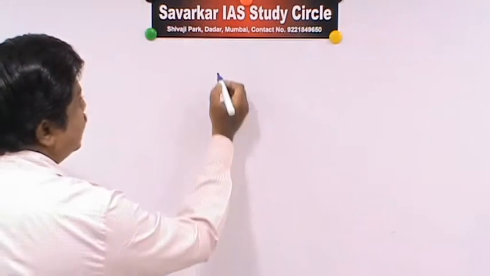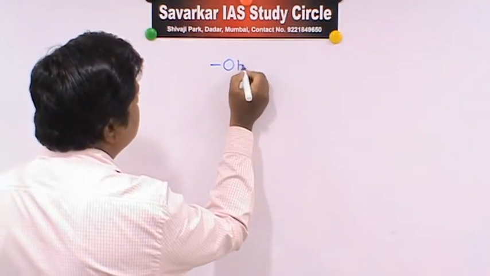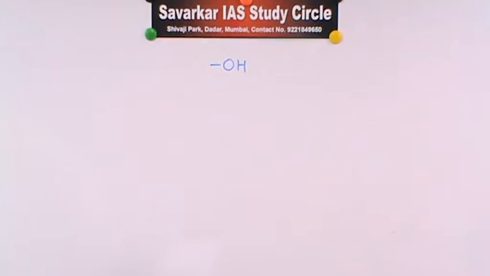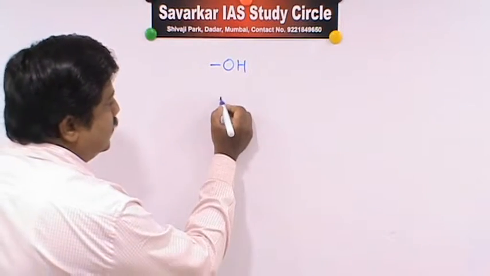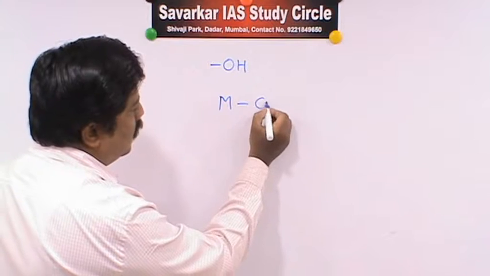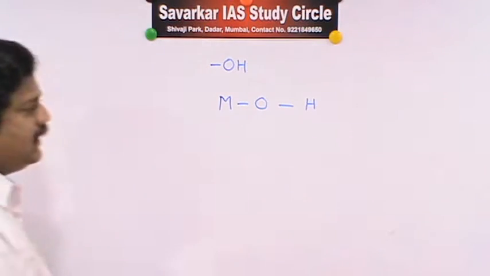Now we are discussing the group with OH. When we are talking about inorganic chemistry, many times students have a concept in mind that OH means a basic or alkaline substance. It is not true. Let me clarify the concept here. This is an M, O and H bond.